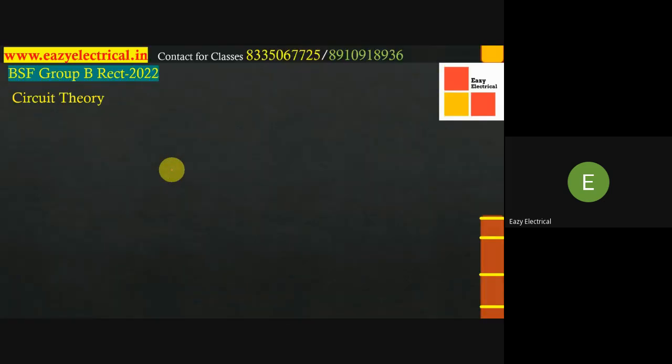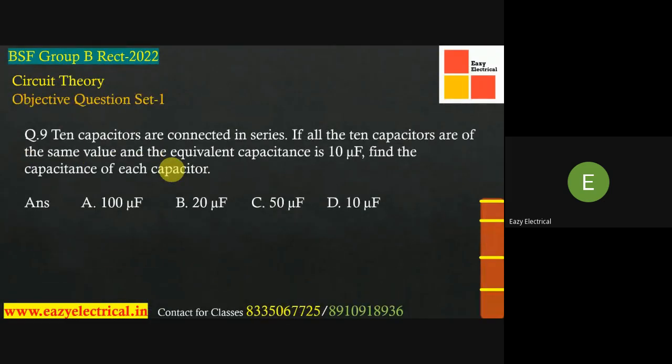Now coming to next question. See here, the question says that 10 capacitors are connected in series. If all the 10 capacitors are of the same value, then the equivalent capacitance is given to be 10 microfarad. Find the capacitance of each capacitor. Okay, there are 10 capacitors connected in series. The total equivalent capacitance is 10 microfarad. So find the capacitance of each capacitor.